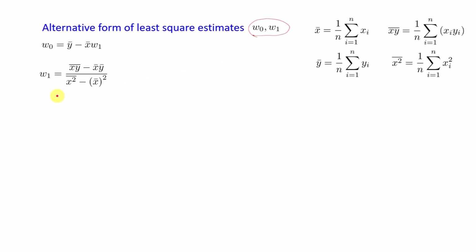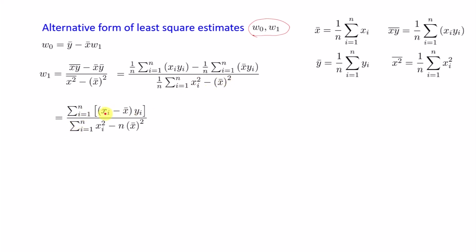Here, this w1 is xy bar minus x bar y bar divided by x square bar minus x bar whole square. I can plug this expression of averages from here. I plug it in here, and what I get is, first one is 1 upon n, summation of xi yi. Second was 1 upon n, this x bar I am keeping intact, yi. Here 1 upon n, xi square summation and minus x bar whole square.